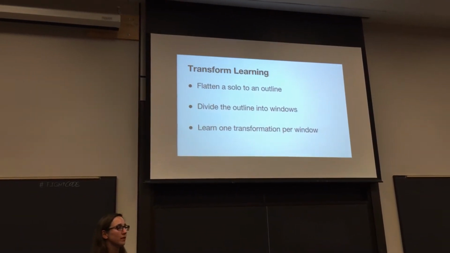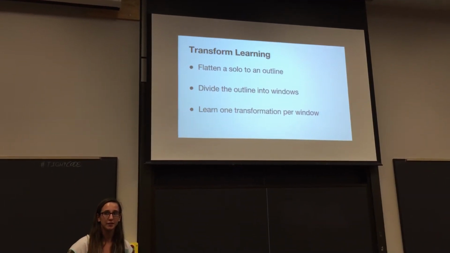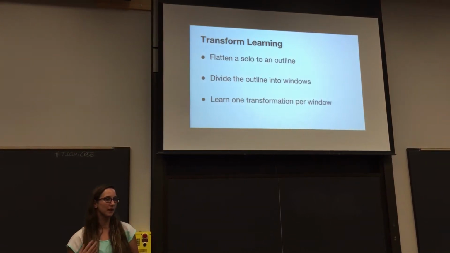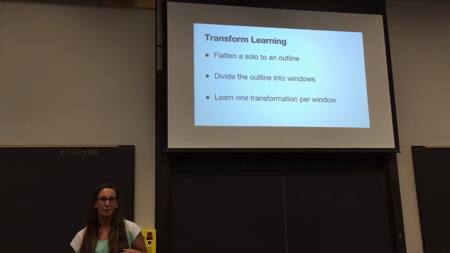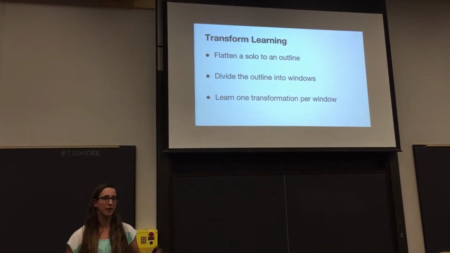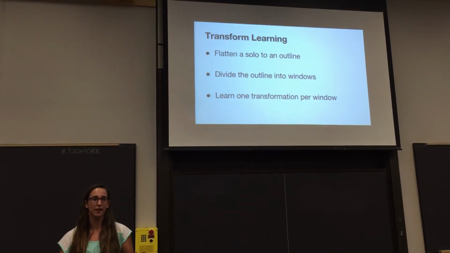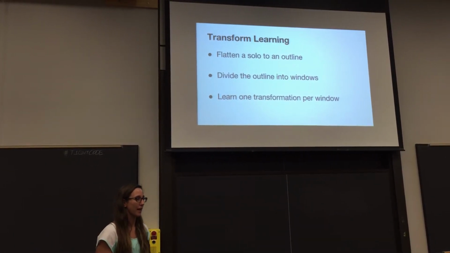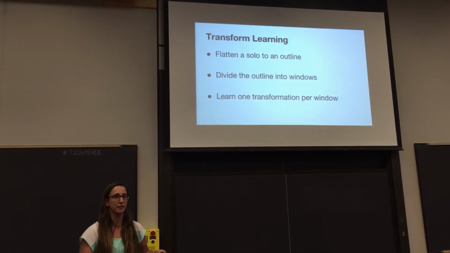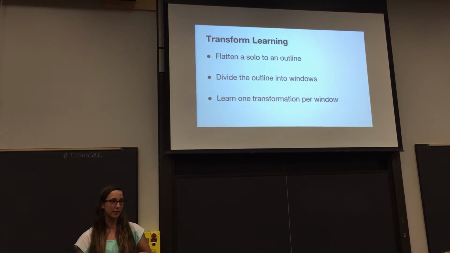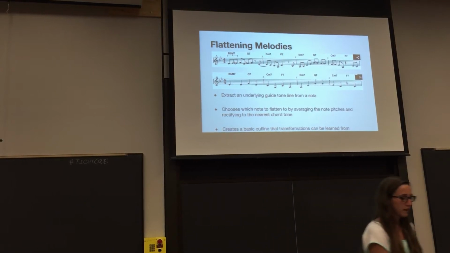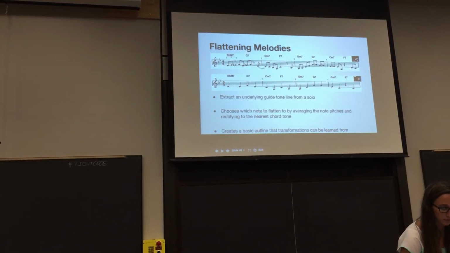And so what we've been working on this summer is improving the transformation learning so that you can learn transformations from a solo and then apply them to guide tone lines, and hopefully they sound more like what a human would play. And so we do this by taking a solo that someone's played and flattening it to an outline, so flattening it to a guide tone line, and then we divide this up into windows, and then for each window we learn a transformation of how you went from the solo to the guide tone. And so here's an example of how you can hear how it flattens.